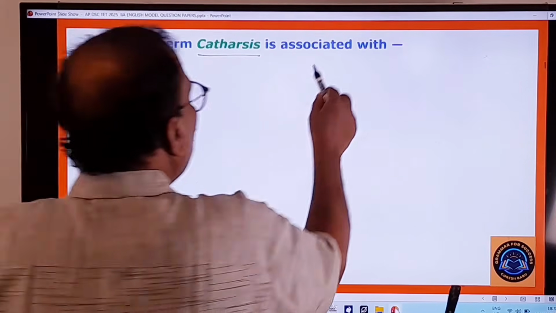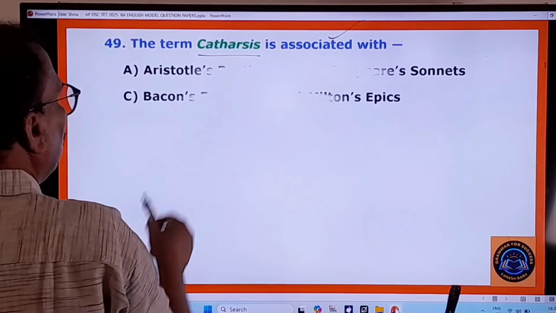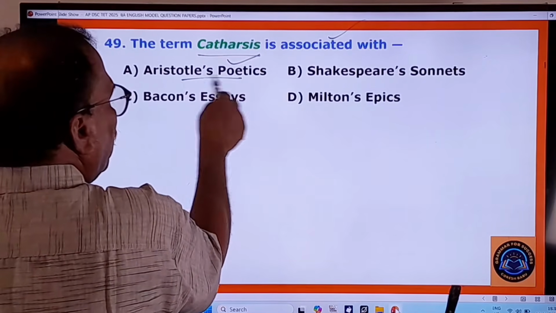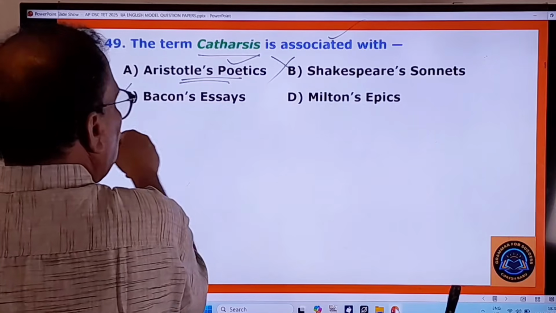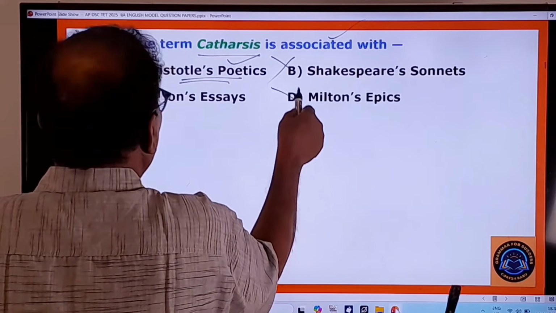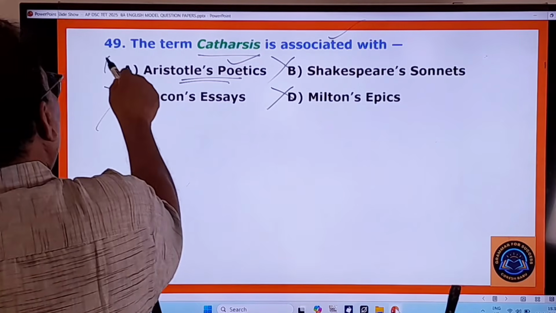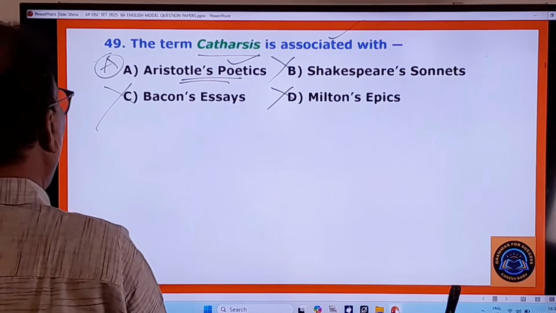And this is associated with whom? Aristotle's poetics. The very first one is the right one. Not with Shakespeare's sonnets, not with Bacon's essays, not with Milton's epics. Okay, and therefore A is your answer. You go to the last question of this question paper.